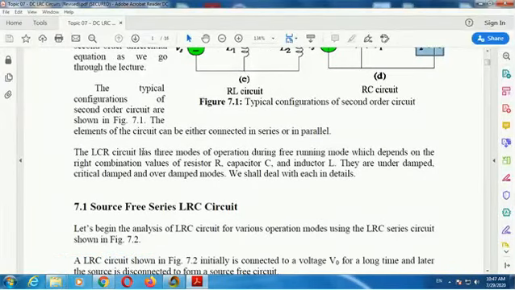The RLC circuit has three modes of operation during free running mode, which depend on the right combination of values of R, L, and C. They are underdamped, critically damped, and overdamped. These are the three solutions for the RLC circuit.